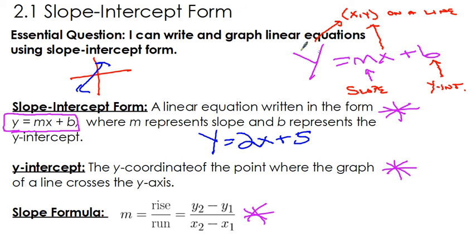Okay, the y-intercept. So this is the equation of how we graph a line. And we use it by using the slope and the y-intercept. The y-intercept is the point where the graph crosses the y-axis. So let's say again, here's my coordinate plane. This is where the graph crosses the y-axis. Wherever this is, because this is my y values, whatever this is, that would be my y-intercept.